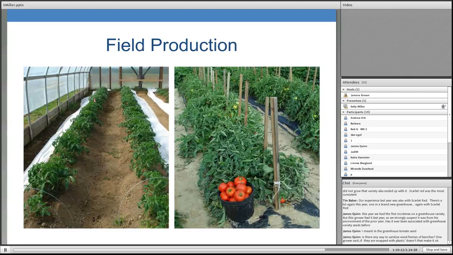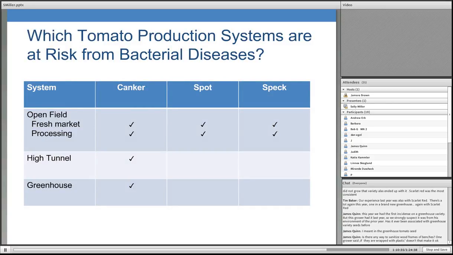Okay, so let's talk about the production in the field. Again, there's a lot of high tunnel production in Ohio and other Midwestern states in the last 10 years or so. It's a little bit different situation in the field, in high tunnels and greenhouses, than you have in fresh market. And of course, in Ohio and Indiana, we still have quite a significant acreage of processing tomatoes. So with these production systems, the diseases you get are a little different. You get canker everywhere, whether it's in the greenhouse, the open field, or the high tunnel. It just doesn't matter.